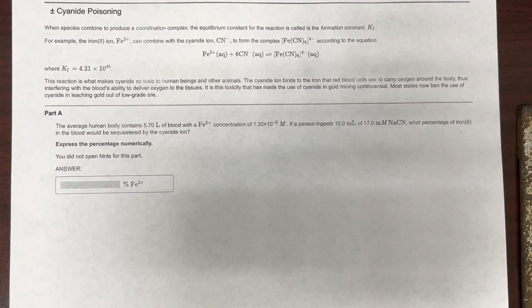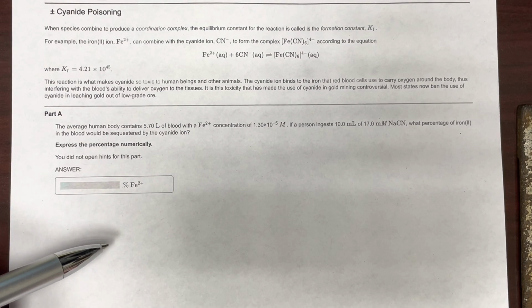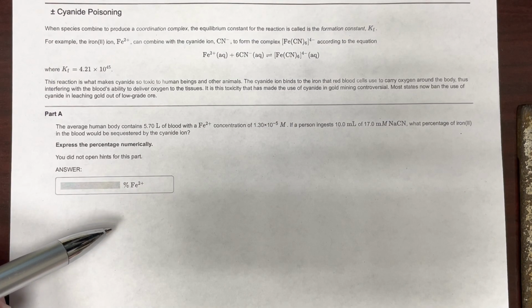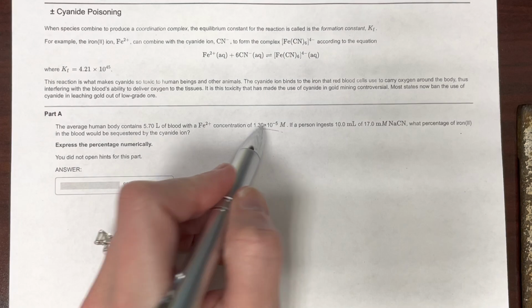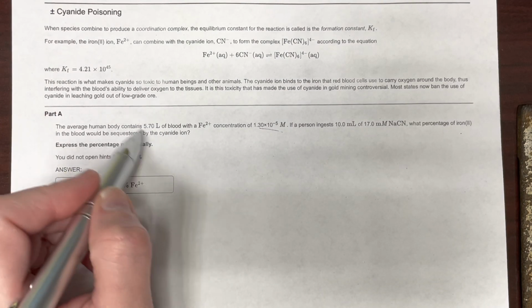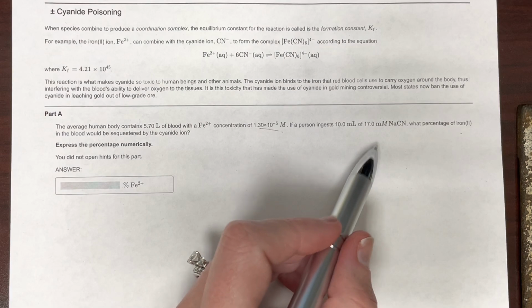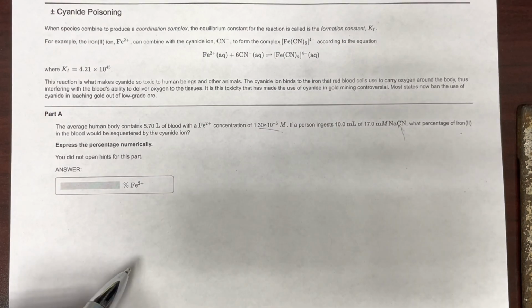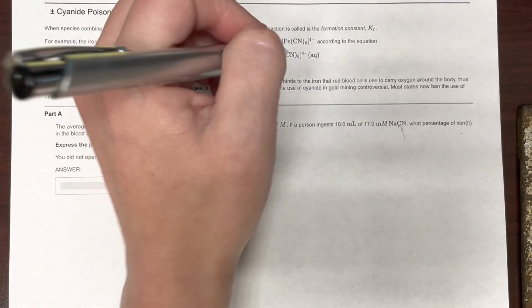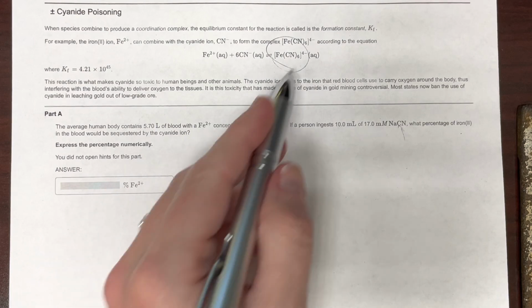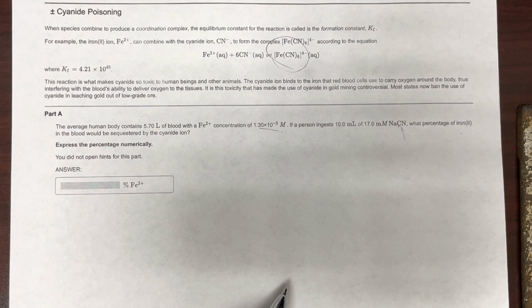So here's a question from Mastering that has to do with a reaction with cyanide poisoning. What we're doing is we're given the concentration of iron in the blood, a volume of blood, and then we're given an amount of cyanide. And we want to know how much iron from what we started with is now in this toxic complex. So let's work this in a series of steps.